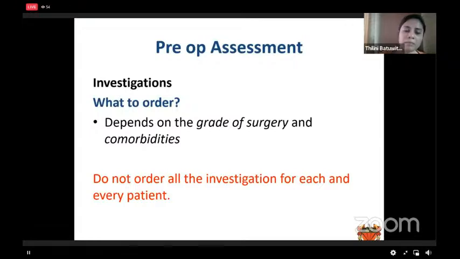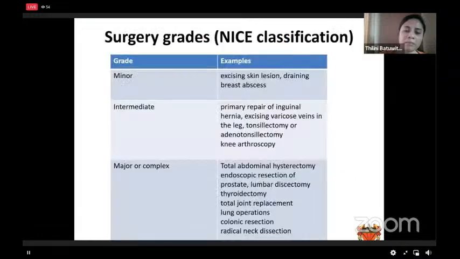So what is the grade of surgery? Surgeries can be divided into minor, intermediate, and major surgeries. For example, minor surgeries like excision of a skin lesion or incision and drainage of an abscess are small surgeries. Most of the time, if the patient doesn't have any other problem, we may not need investigations for that kind of surgery. Then we come to the intermediate surgeries like inguinal hernia repair, SF ligations or tonsillectomy. For those surgeries, we may need certain investigations.